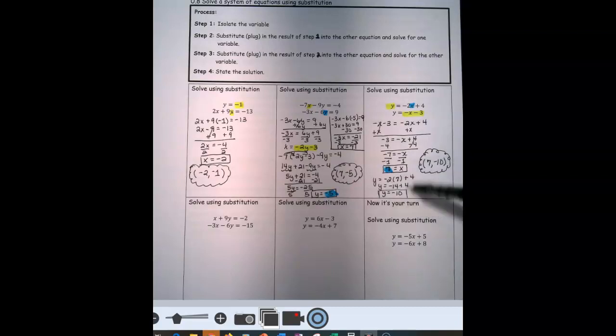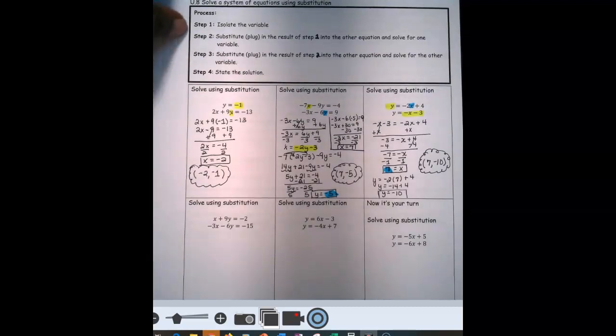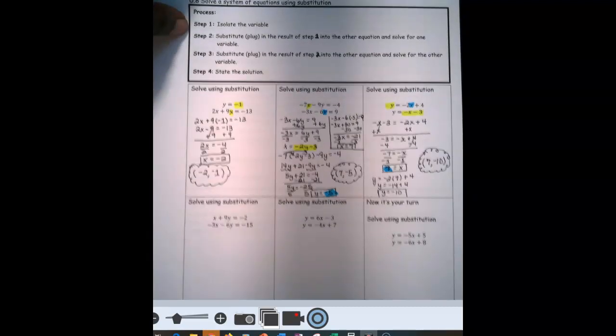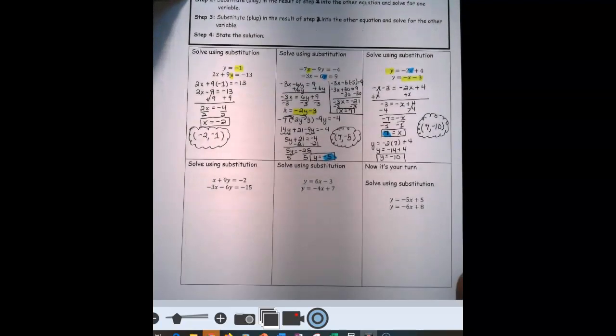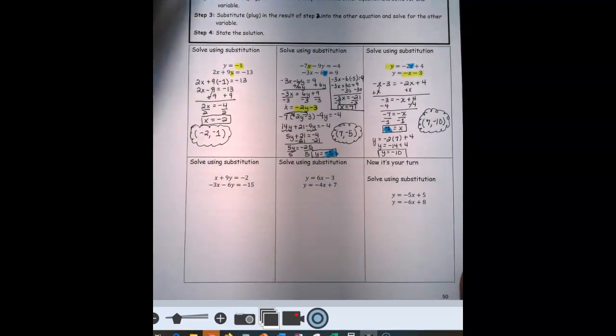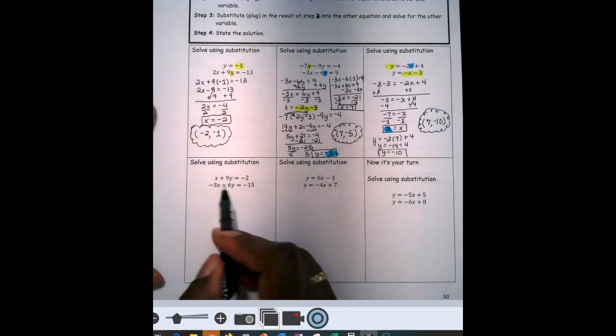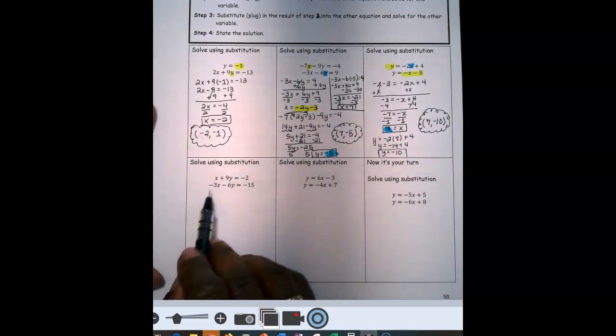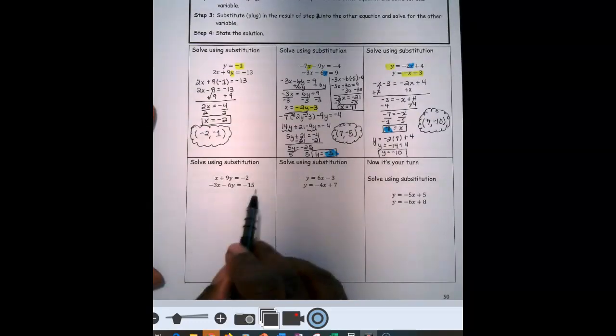So I had already figured that out here, so I don't have to test that. But that's one way that you can make sure that you're right. So let's go ahead and I'm going to continue. And then you've got one that's your turn. So I've got x plus 9y equals negative 2, negative 3x minus 6y equals negative 15.